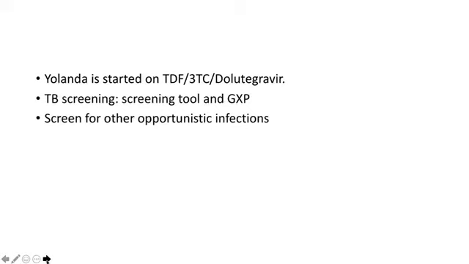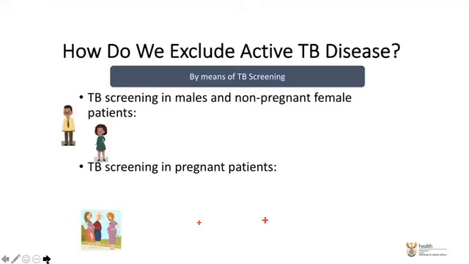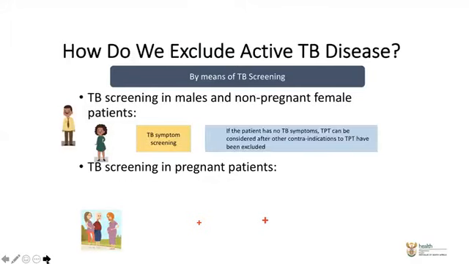So the next slide shows the new TB screening in pregnancy. So you can see there that if you can click, I think it's twice still to get the non-pregnant. Yeah, so if you can see there, TB screening in non-pregnant females and males. We're still going to use a TB screening tool, and if someone doesn't have any TB symptoms, we would be able to initiate them on TPT as long as there are no contraindications, for example, liver disease, etc. So what has changed now is TB screening in the pregnant lady, and what you have there, if you can click, that's right, and one more click.